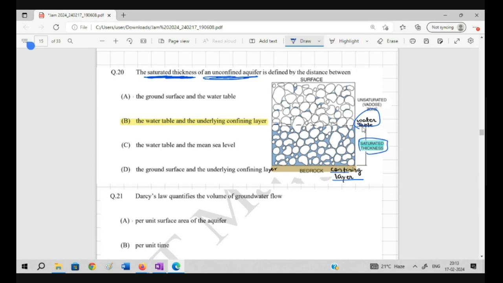It is the distance between the water table and the confining layer. The water table will be at the top and the confining layer will be at the bottom. So the distance between the water table and the confining layer itself defines the saturated thickness of the unconfined aquifer. So it will be option B. Option B will be the correct answer.